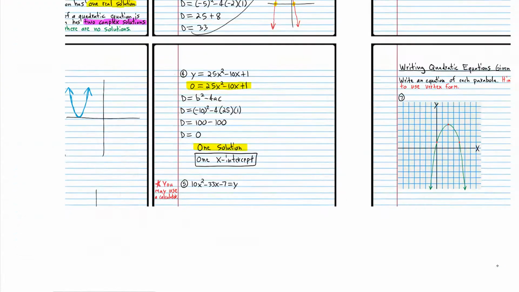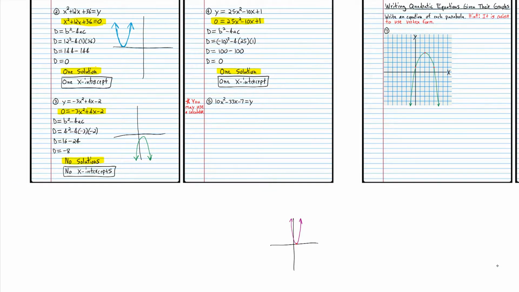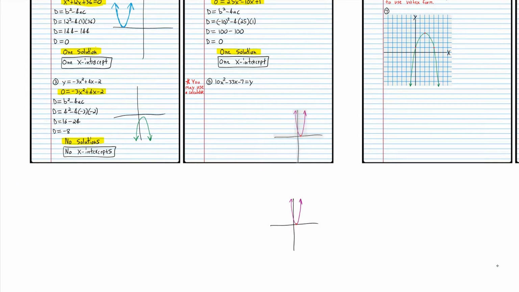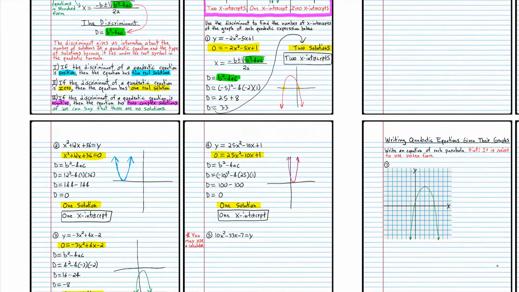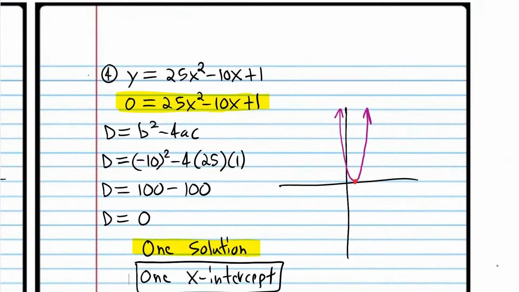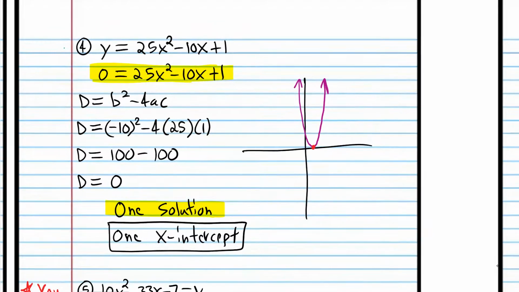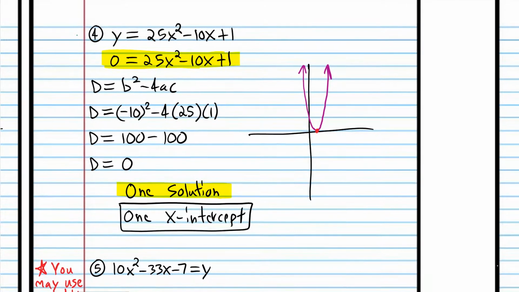And if you graph that equation, this equation at the upper left in blue, it looks something like this, and you can see that there's only one x-intercept at that red dot. So if you got that answer, good job.